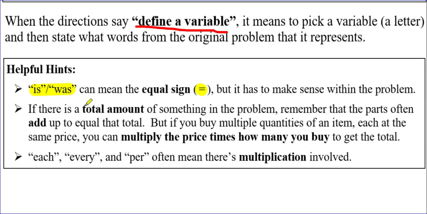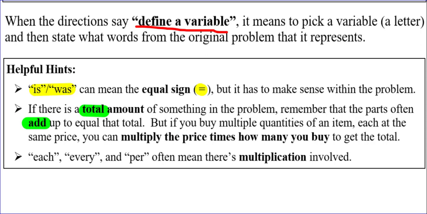Totals. We know in real life that when you find totals, you are often adding up things together to equal that total. However, if you buy multiple quantities of an item, each at the same price, then you can multiply the price times how many that you are actually buying.